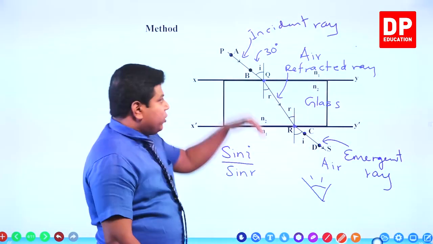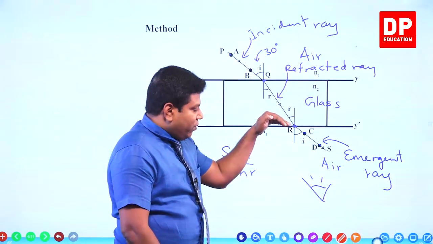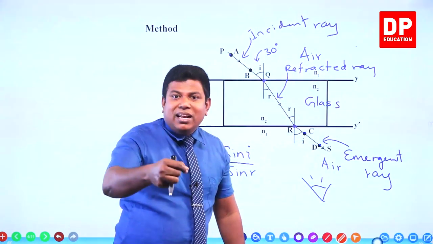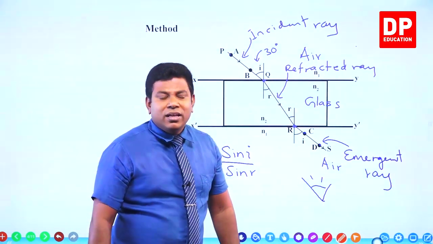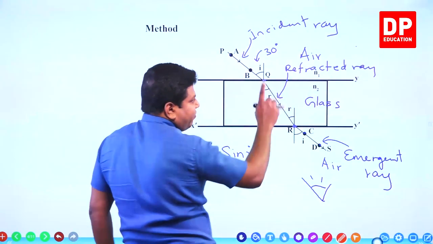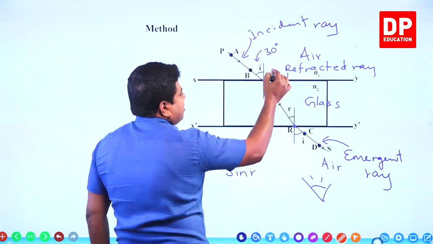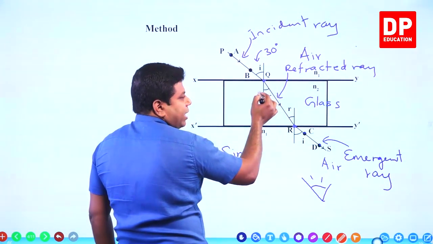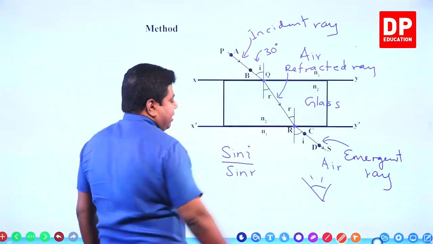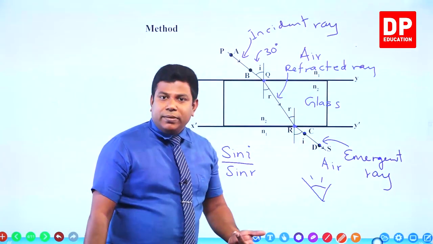So what do we do? We draw the incident ray. We draw the emergent ray. Whatever is missing in the middle has to be the refracted ray's path. So you draw the refracted ray. Once you have drawn the refracted ray, I is ready. You can measure R with the protractor. I is there, R is there, sin I over sin R can be taken.